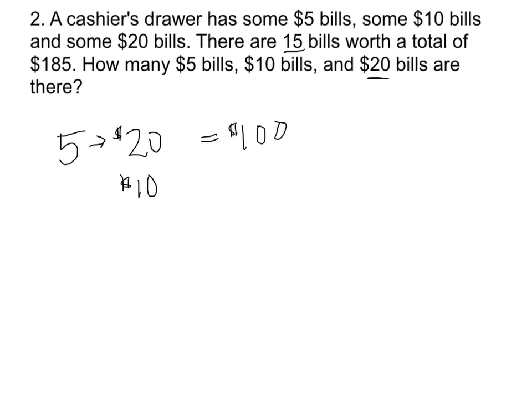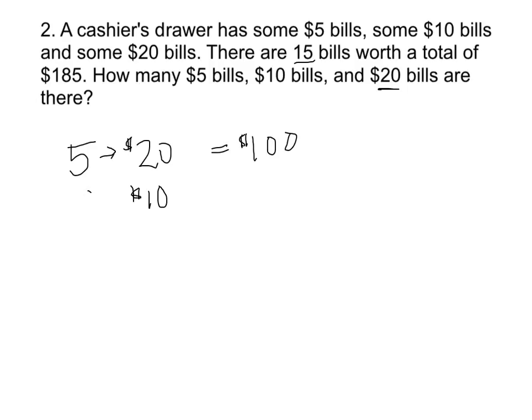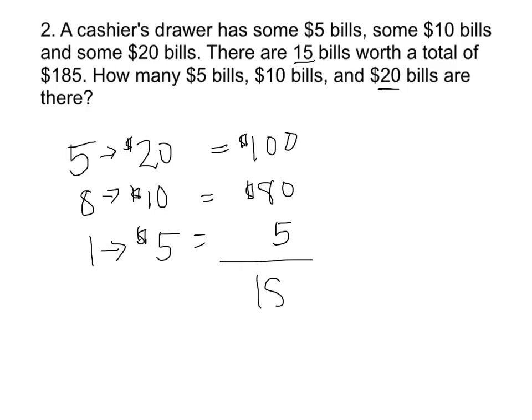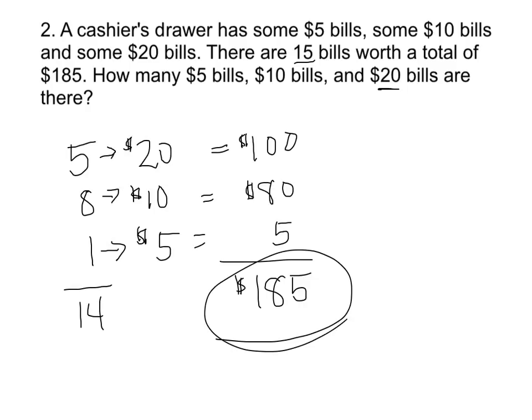So let's say I did eight $10 bills. Then that would be another 80. My total would be up to 180. Then I would only need one $5 bill to get my 5 up. So my total equals $185. But let's see if I used 15 bills. 8, 9 plus 5. I only used 14. So while I got the right answer here, I did not use the correct number of bills. That means I have to try it again.